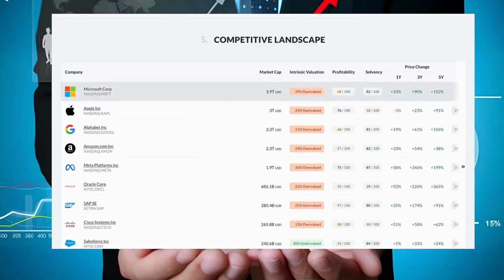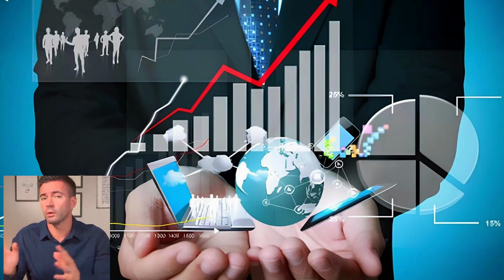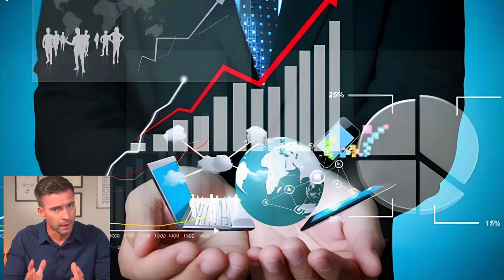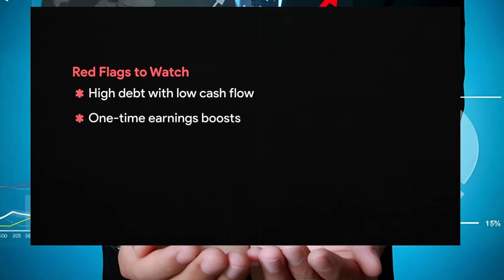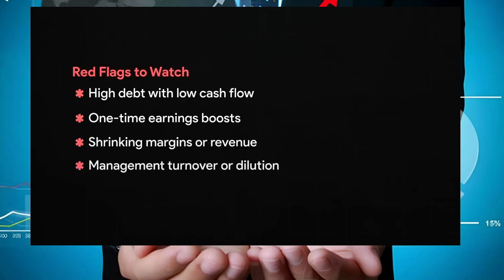Now, I've just told you a bunch of different things to go look for, but one of the biggest things is the red flags to watch out for. Look out for high debt with low cash flow. Look out for one-time earnings boosts. Look out for shrinking margins or revenue, and obviously management turnover or dilution.